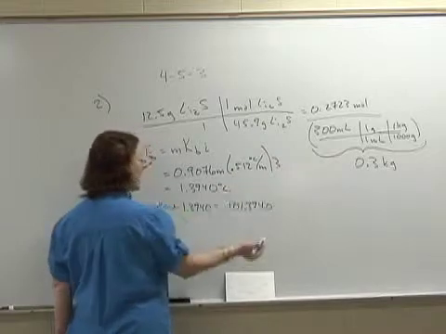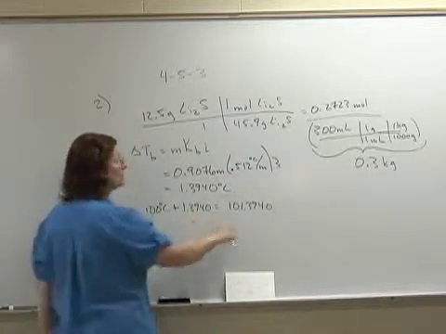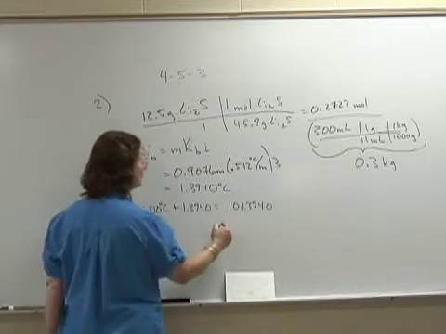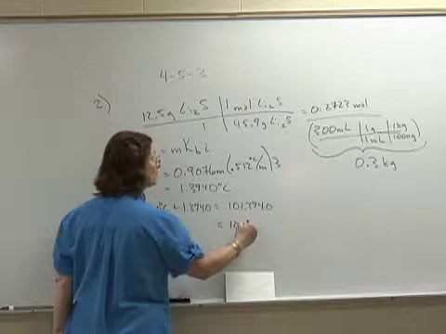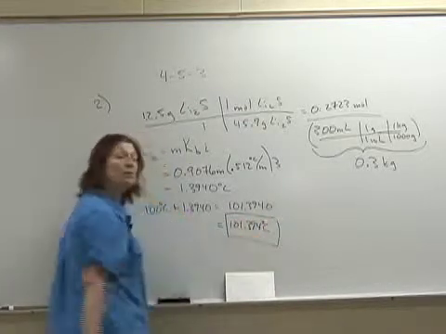And I get 101.3940. And I have a special rule for boiling, and we're going to take it 3 places after the decimal, rounded, and therefore my final answer here is 101.394 degrees Celsius is my new boiling point.